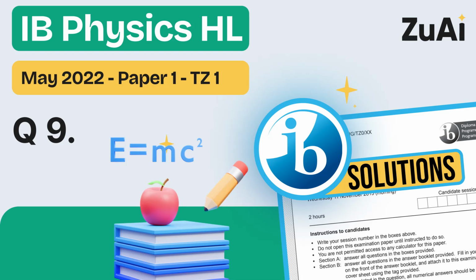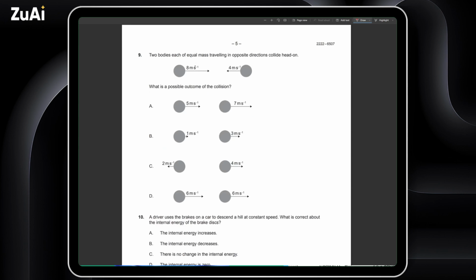In today's video, I'm gonna show you the complete solution to 2022 Time Zone 1 Higher Level Paper 1. Question 9 is about conservation of momentum. There are two identical masses, let's label them as 1 kg for instance.